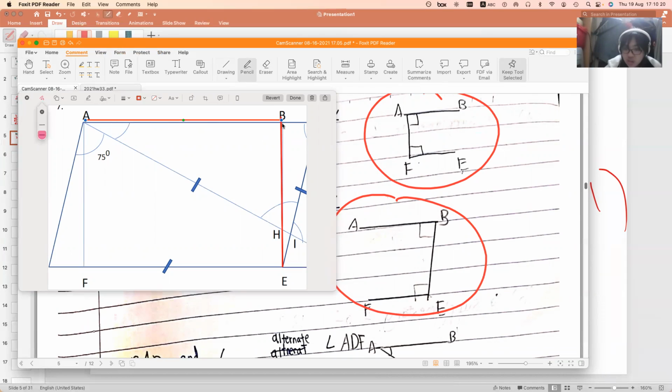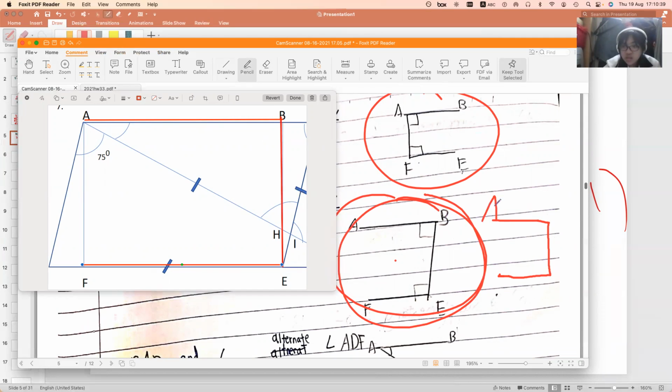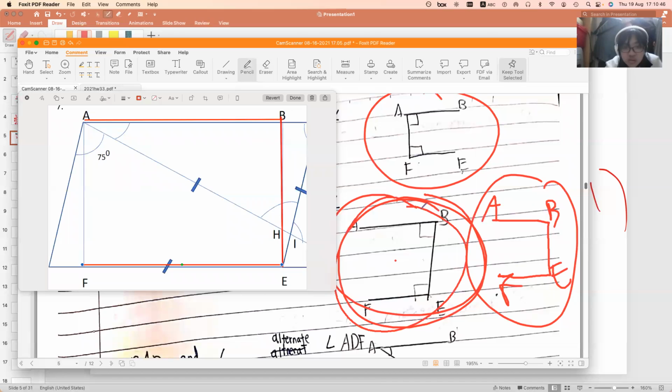A, B, E, F. ABF is a straight line. Mine's a bit slanted. Yours is slanted. So my question is, are you drawing ABEF or not? ABF is supposed to look like this. If you can draw like this, your answer is correct, but strictly speaking, this is wrong.